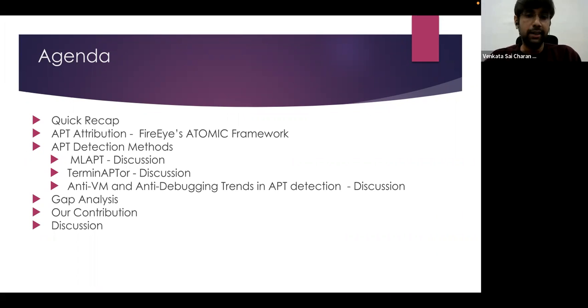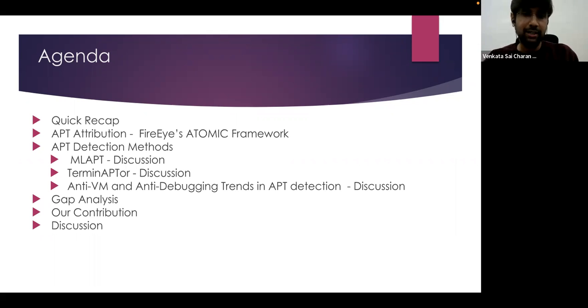We will discuss some state-of-the-art APT detection mechanisms in this talk, and the current trend of anti-VM and anti-debugging in APT detection as well, and some of the state-of-the-art industrial attribution frameworks like the FireEye atomic framework. So how they do this kind of thing, and towards the end we will discuss some gaps in this area and our contributions to APT detection over the last 2 years, and we will have a discussion.